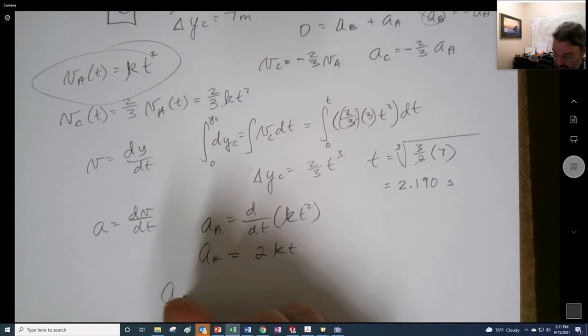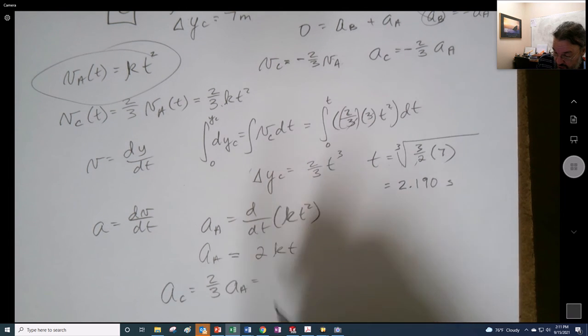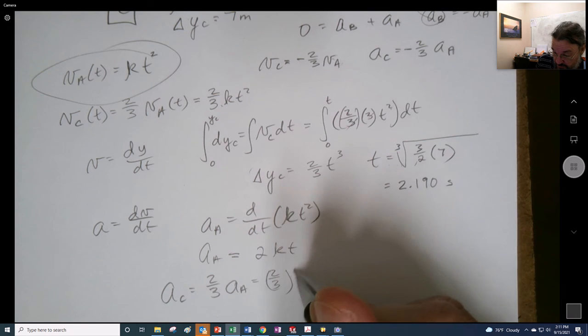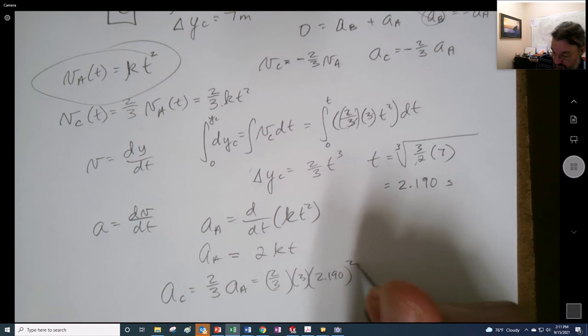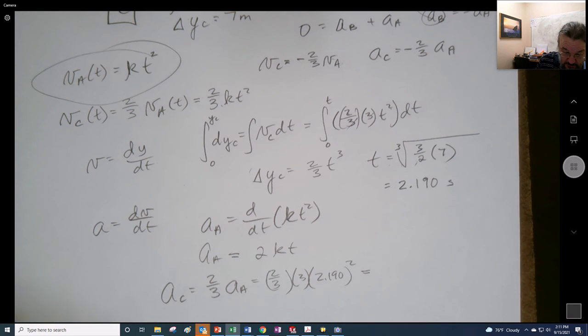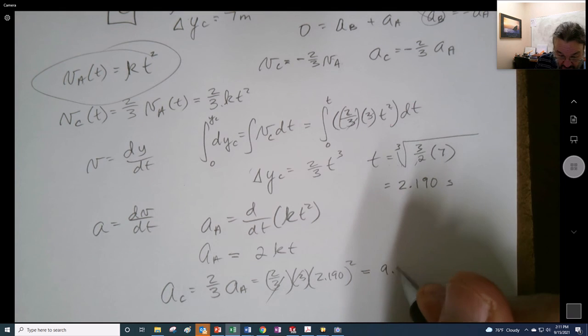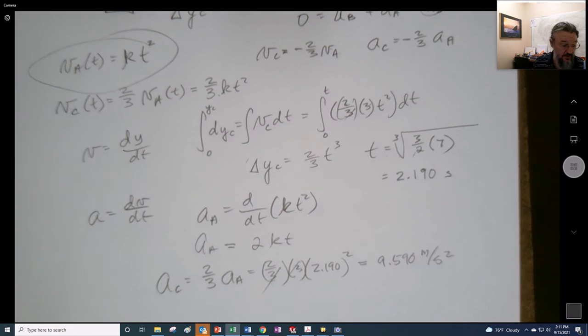And we know that the acceleration of C is going to be 2/3 the acceleration of A. So it's going to be 2/3 times 3 times the time I figured out, 2.190, squared. Did I do all that right? I think so. If I square that and multiply by 2, because my 3 cancels out of the 2/3, I should say that 9.59 meters per second squared is going to be my acceleration. And I think that's all I was asking for in this problem.